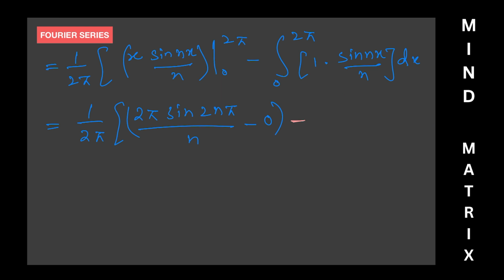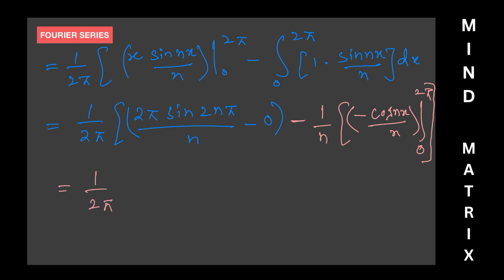For the integration of sin nx over n, let's take n out of the integration, so 1 over n times minus. The integration of sin nx is minus cos nx over n, from 0 to 2 pi, this whole bracket closed. So we have here 1 over 2 pi. As we know that the value of sin 2 pi is 0, this whole expression becomes 0. So we have 0 minus 1 over n. Let's take out the minus, so we have plus here.